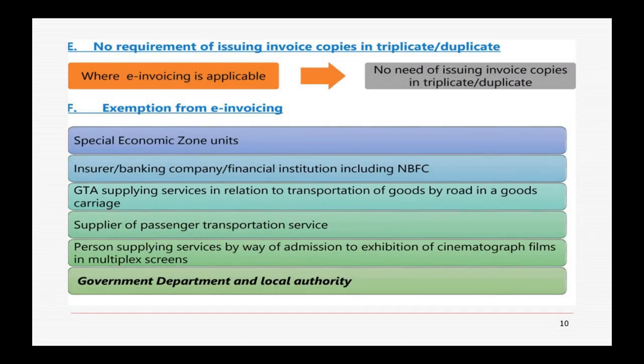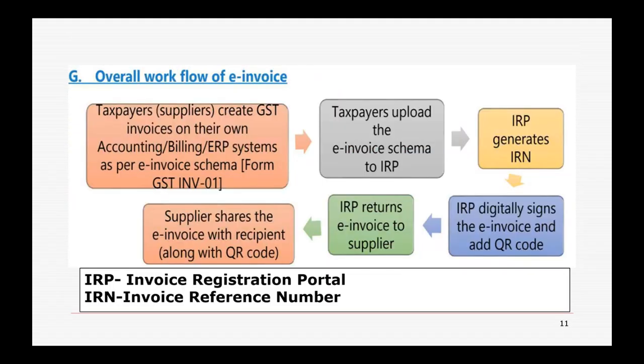There is no requirement to issue the invoice in different copies, because it is plenty available, one can use it. Exemptions are available to different categories, especially special economic zones, insurance, banking companies, and GTA service suppliers; just go through them. They are not required to issue e-invoices.